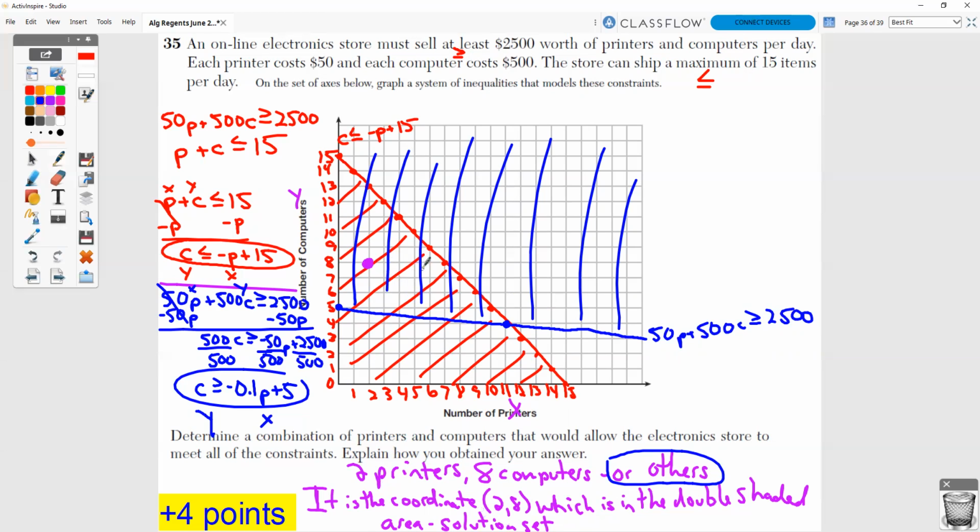So how do you grade this? I would get 1 point for graphing this one correctly, 1 point for graphing this one correctly, 1 point for your combination, and 1 point for your explanation.